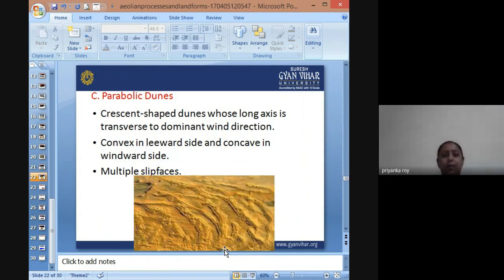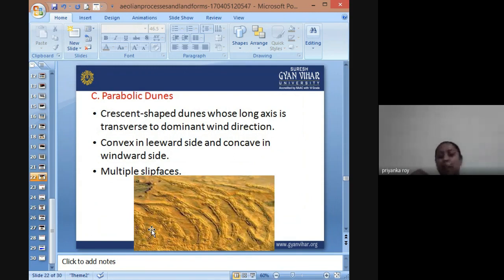Now, aklique dunes, this is how they look. They are like long-running ridges of small dunes. It is spread over a large area. So you have to see these dunes from a very zoomed-out picture. Only then can you see these are these dunes, crescent-shaped dunes whose long axis is transverse to the dominant wind direction. So it can be spread over miles together.